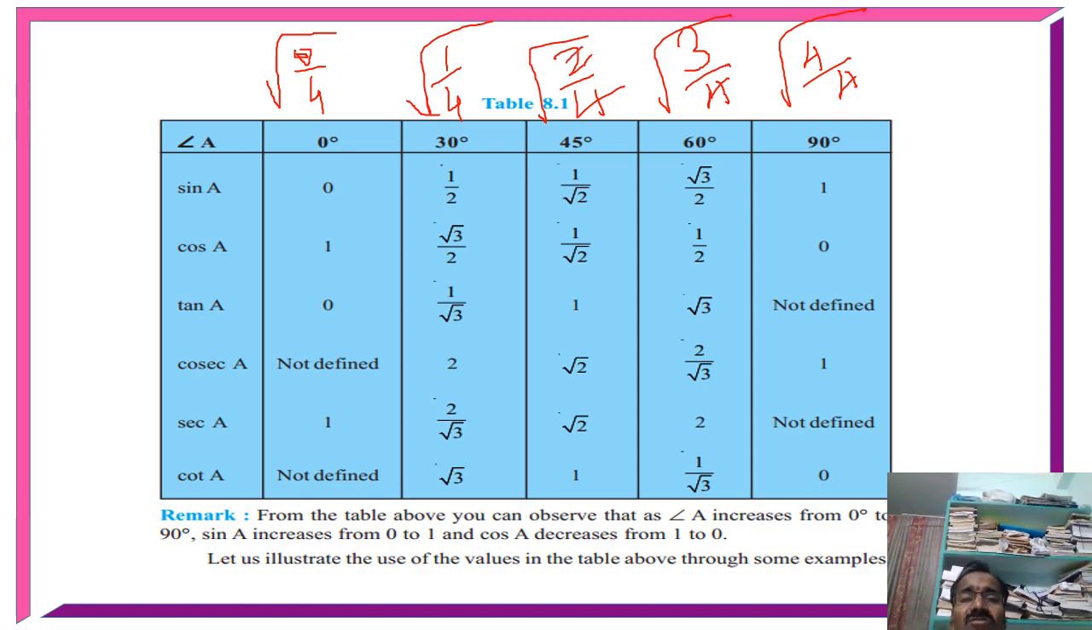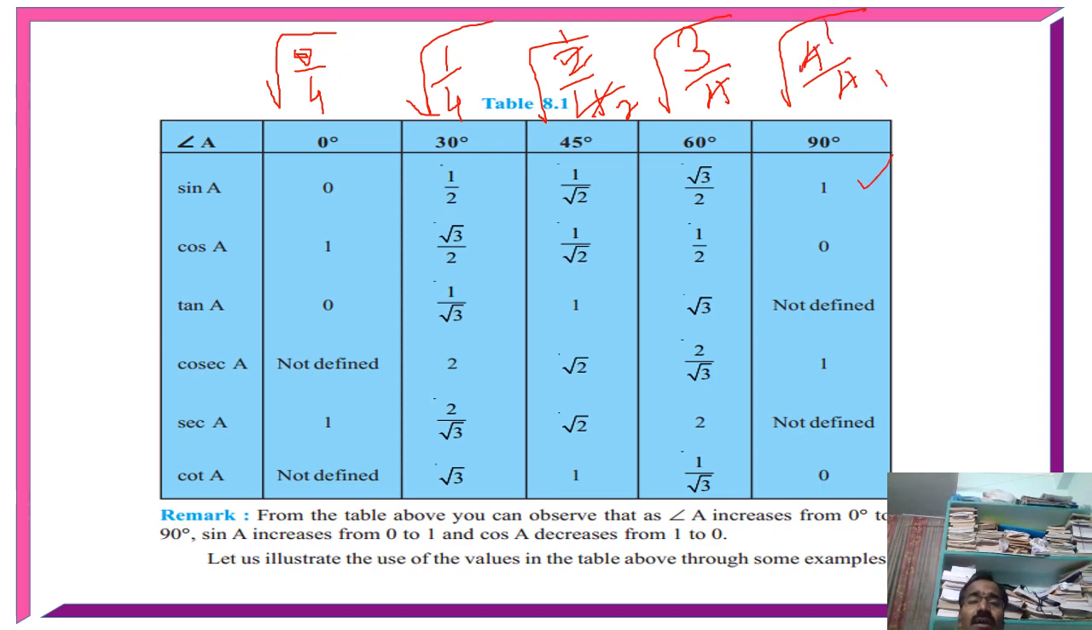If we do cancellation, root 2 by 4 is root 1 by 2, which is 1 by root 2. So sine 45 is 1 by root 2. Root 3 by 4 in simplified form is root 3 by 2, so sine 60 is root 3 by 2. Root 4 by 4, the 4s cancel, and the simplified form is root 1, which is 1.